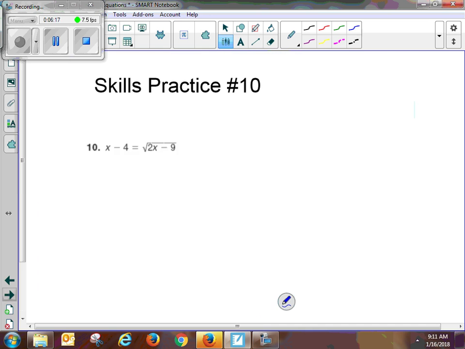Okay, this is from the skills practice number 10, just to give you a medium type problem before I do some more from the textbook. Do you see the square root by itself on one side? Yes, so this is good. So to get rid of a square root, what do you have to do? Square both sides. This is where I need you to take good notes so you don't make a mess. So I'm going to square both sides. On the right side, the square root and the square cancel.